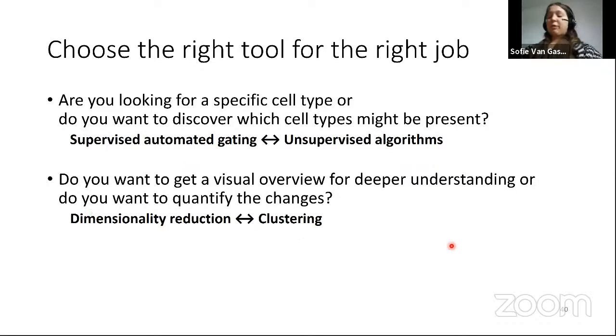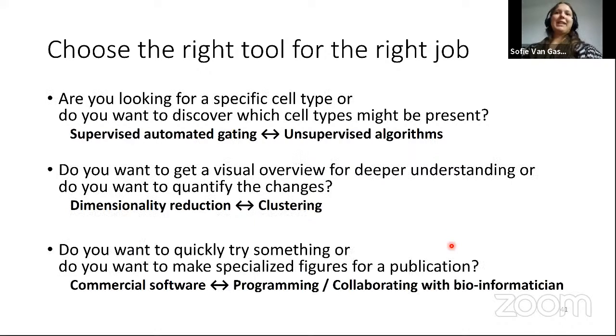So there's a choice between dimensionality reduction or clustering, or like I said, just use them both and realize what is doing what. And then if you want to quickly try something, the commercial software is probably the easiest to get started with. If you want to make some really specialized figures for a publication, really applied to your specific situation, it might be worth it to do the programming effort or collaborate with a bioinformatician who can do that for you.